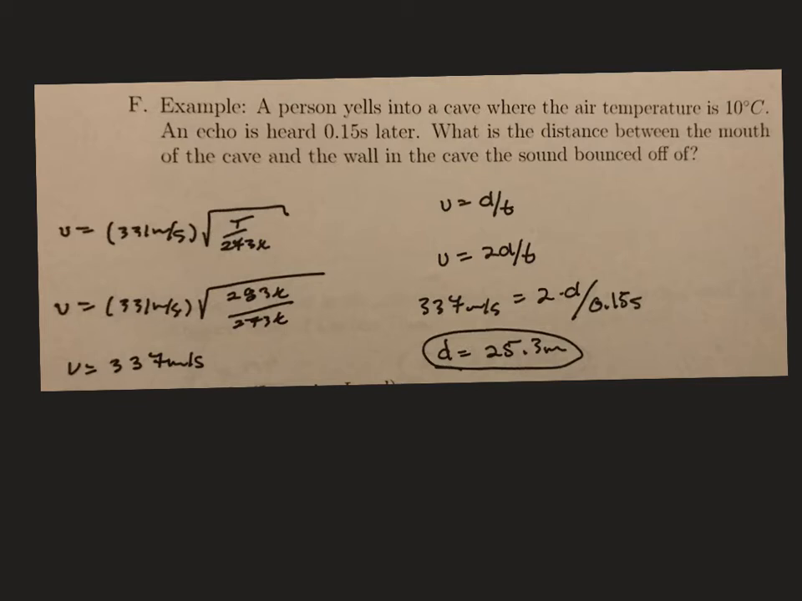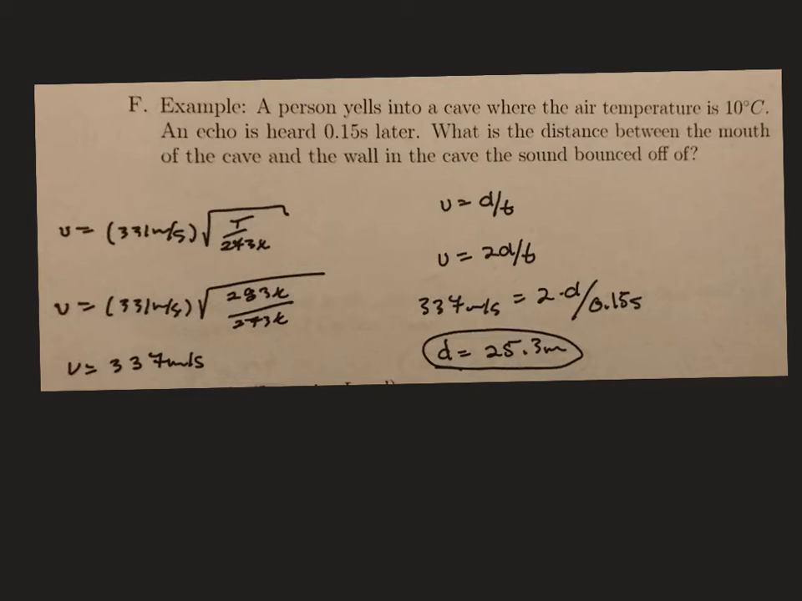And the link between time and distance is velocity. So if we can figure out what velocity the sound wave is traveling at, we can use velocity equals distance over time in order to solve for the distance. Since we're given a temperature, we can't assume the 344 meters per second.